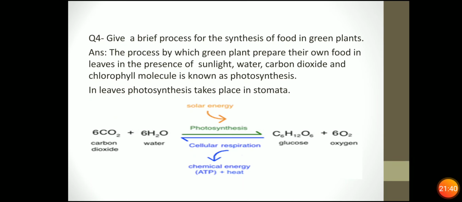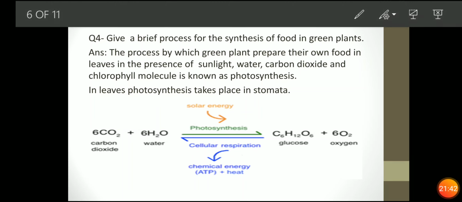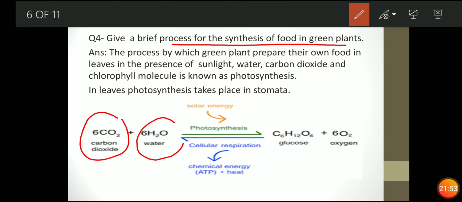Now give a brief process for the synthesis of food in green plants. अब आपको प्रोसेस बताना है through which the green plants prepare their food. The process is your photosynthesis. So green plants use carbon dioxide and water in the presence of sunlight and chlorophyll molecule, and they convert it into glucose plus oxygen. The process by which green plants prepare their own food in leaves in the presence of sunlight, water, carbon dioxide and chlorophyll molecule is known as photosynthesis.